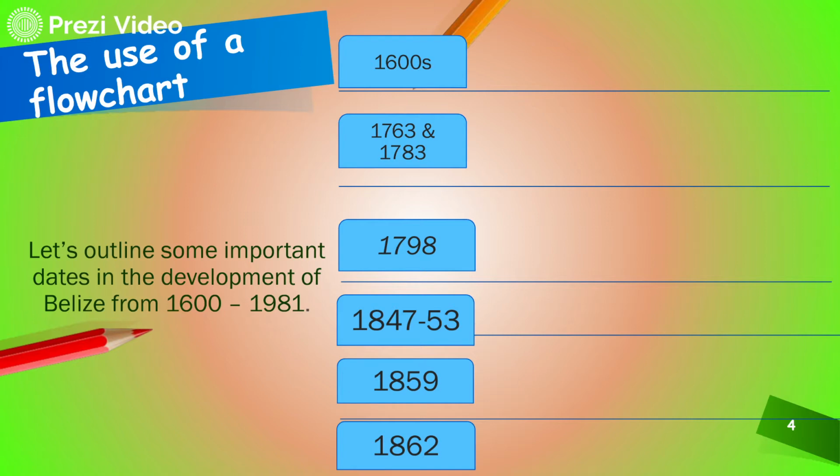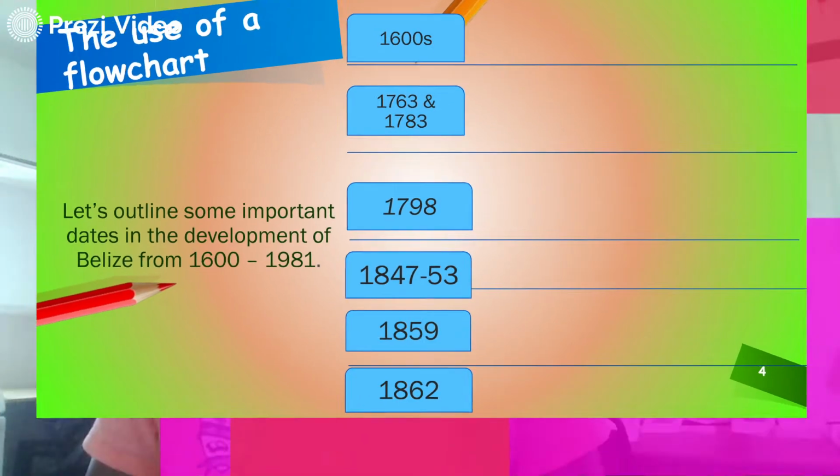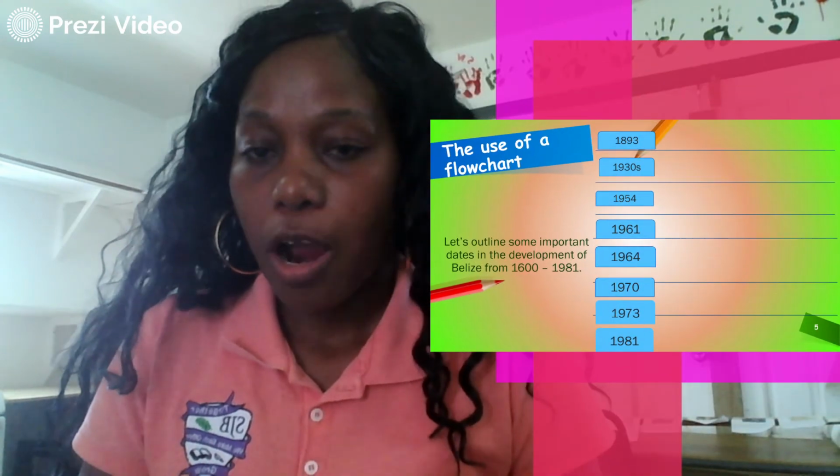Okay? We will further look at 1847 and 1853, or 1847 to 1853. We will look at 1859, and for me, 1859, it's always an interesting topic, boys and girls, because this has to do with Guatemala's claim to Belize. Then we will move on to 1862. Let's continue with our flow chart.